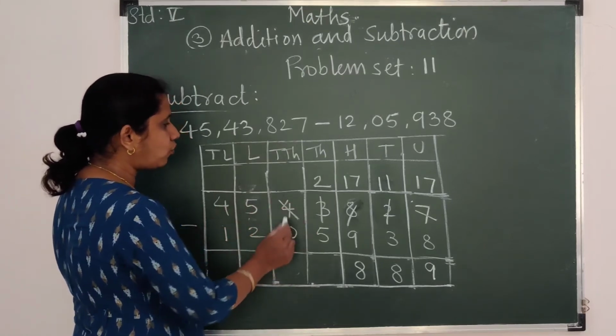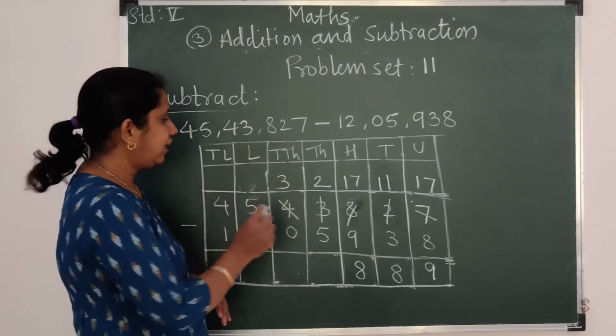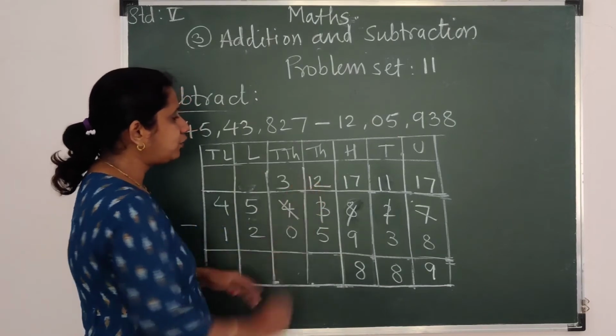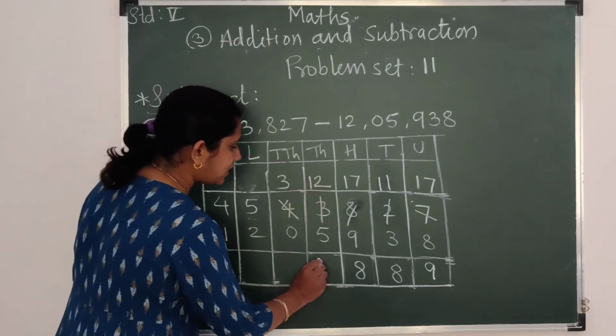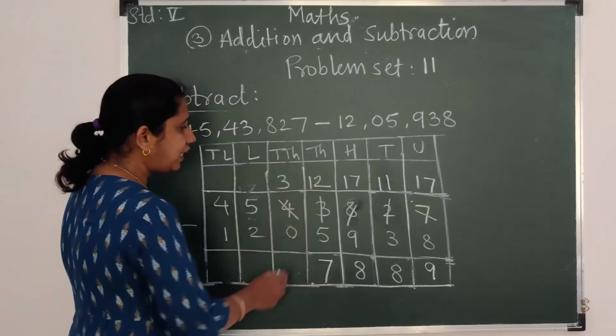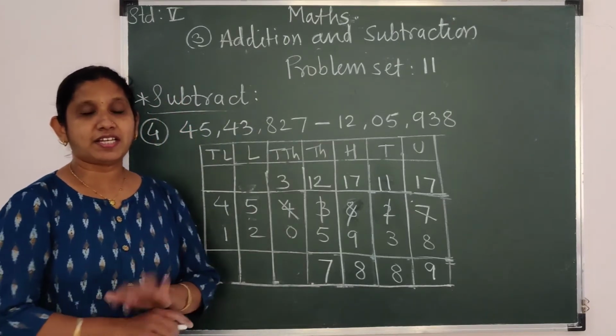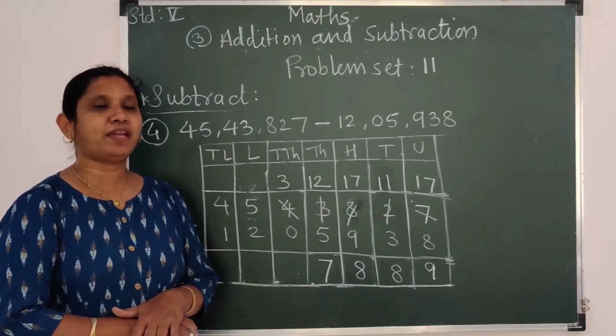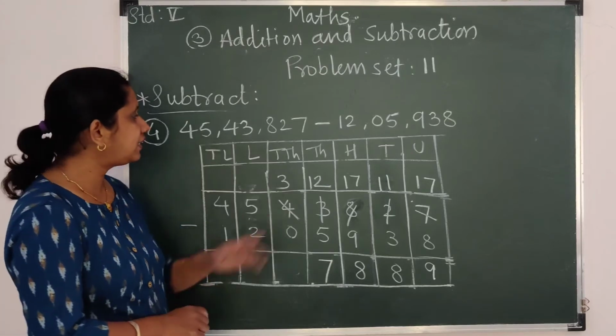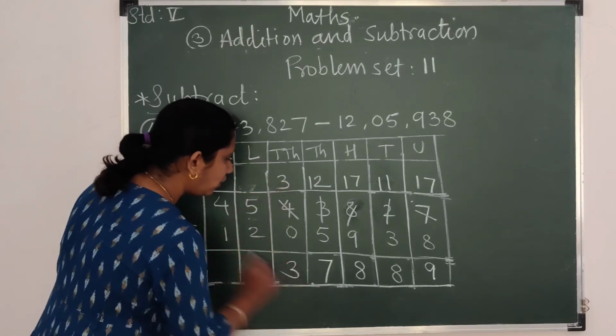4. Cancel 4. What will remain here? 3. Here this number becomes 12. Now 12 minus 5, it is very simple. 7. 3 minus 0. Children always remember if 0 is subtracted from any number, the answer is the number itself. So 3 minus 0, 3.